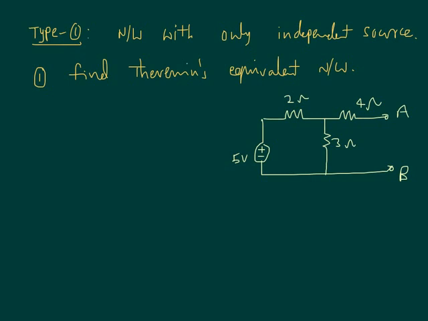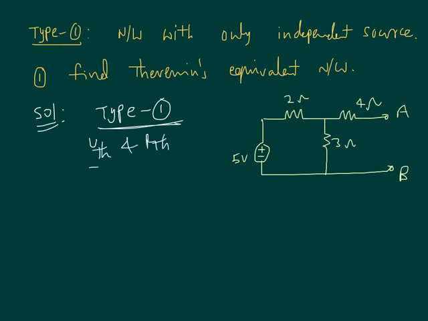Here the network is having only independent source 5 volts. So this belongs to type 1. Okay, so in type 1 we will calculate VTH and RTH, right? So first we will calculate VTH. VTH is voltage measured between open terminals, VAB.